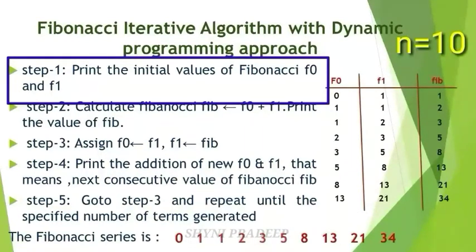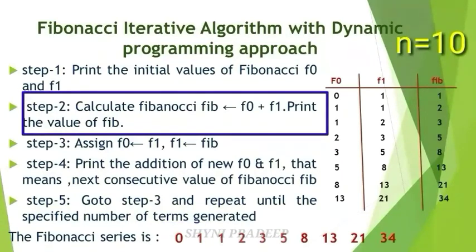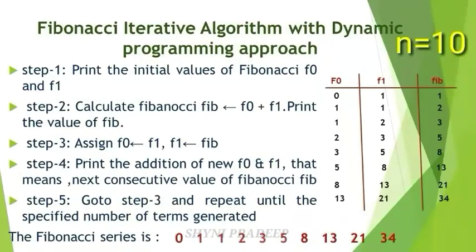Write step 1. Print the initial values. First you have to print the initial values. Okay. Initial values what? 0, 1. So you have to print 0 and 1. Okay. Next step is calculate Fibonacci. Fib is equal to F0 plus F1. F0 means what? 0, plus F1 means 1. 0 plus 1 is equal to what? 1. Print that value of fib. So which value? 0 plus 1 is equal to 1. You have to print 1.